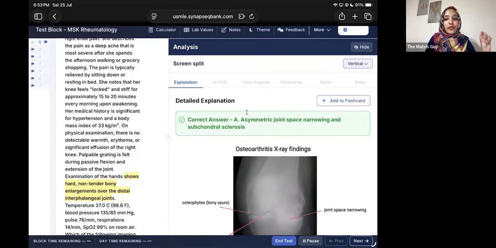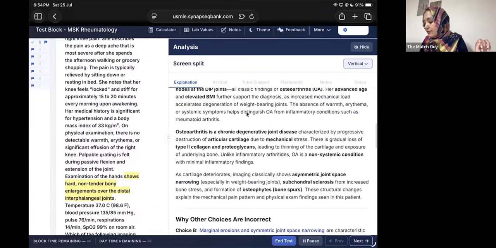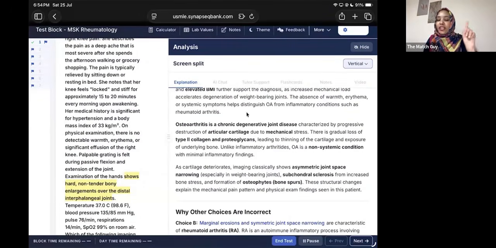DIP, bone enlargements, what are those? Bony spurs, which, we talked about these nodules. So are they Bouchard's or Heberden's? Yes, very good. Like I said, P with P, so Bouchard is proximal.